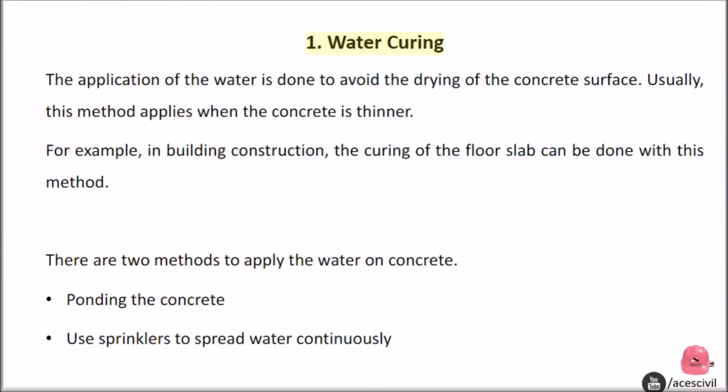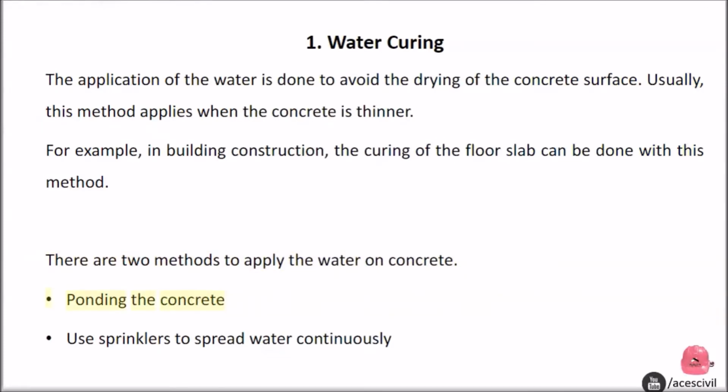Water curing. The application of the water is done to avoid the drying of the concrete surface. Usually, this method applies when the concrete is thinner. For example, in building construction, the curing of the floor slab can be done with this method. There are two methods to apply the water on concrete.